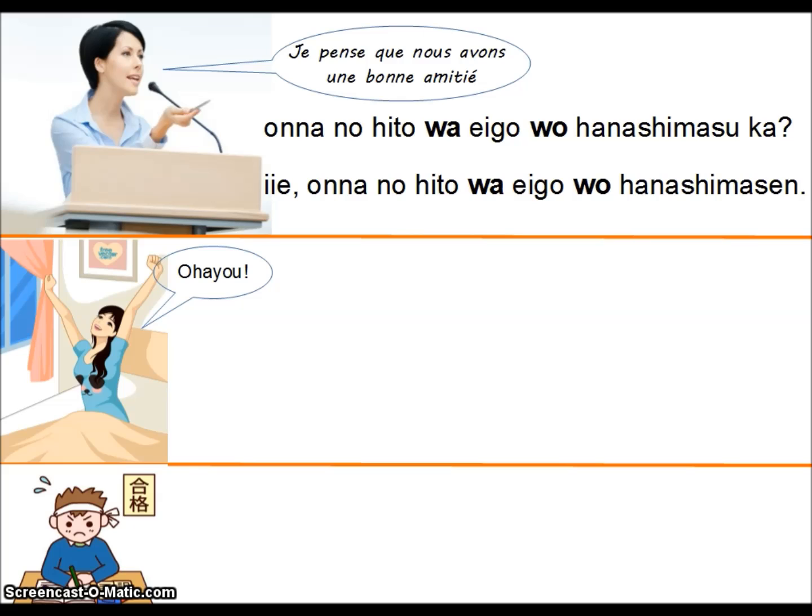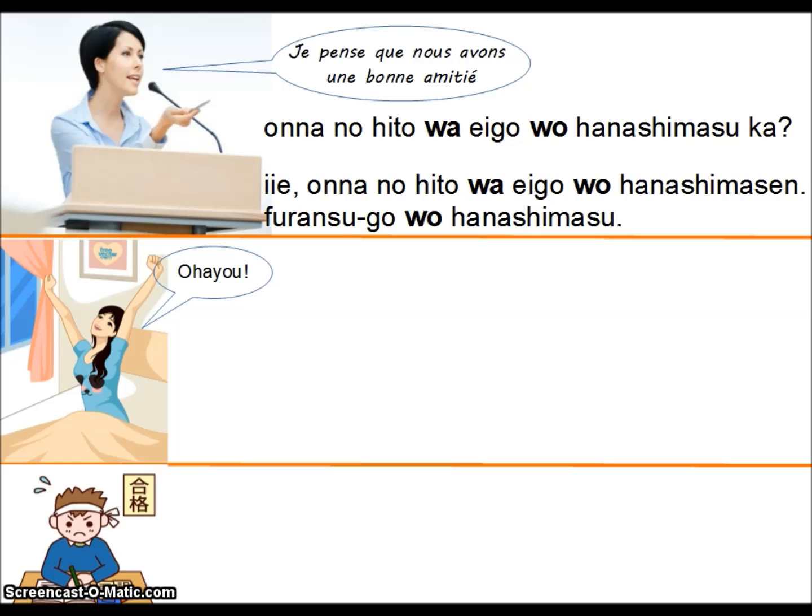As you can see, it's still the exact same subject wa, something o, verb. It's still exactly the same. In fact, it's almost word for word. The only difference is that instead of saying hanashimasu, we say hanashimasen.